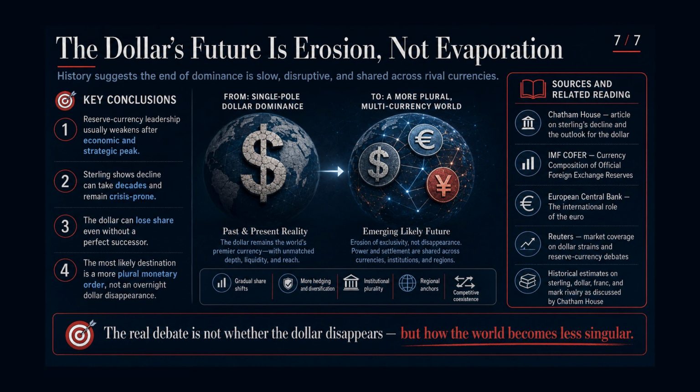The dollar is still the world's most important currency. It has unmatched financial depth, liquidity, and global reach that will not disappear overnight. But history suggests that dominance can erode slowly after a country's relative economic and strategic power begins to decline. Sterling's experience shows that the process can take decades and still produce major crises along the way. The likely future is not a world where the dollar suddenly disappears. It is more likely a world where the dollar remains important but less exclusive.